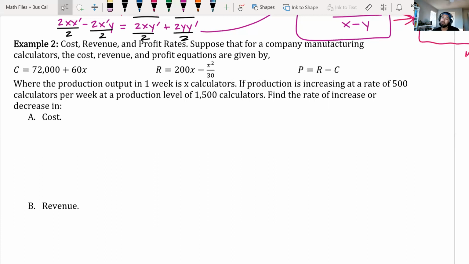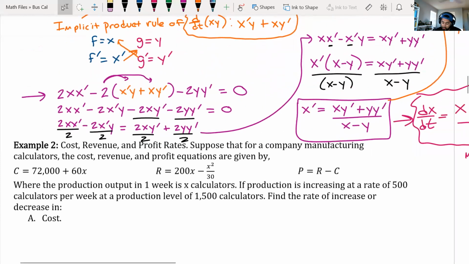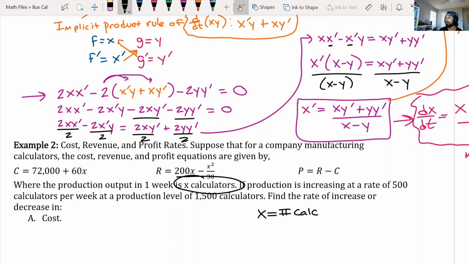Okay, so here is where we actually have to use those steps that were on the first page and label what we're given. Let's find the information and label it. So one thing we see is that calculators is given by x. So we have x calculators. So x is the number of calculators.